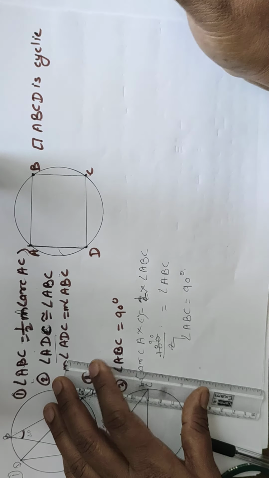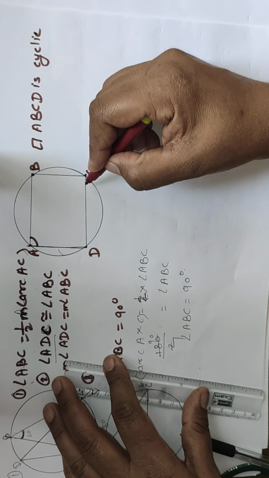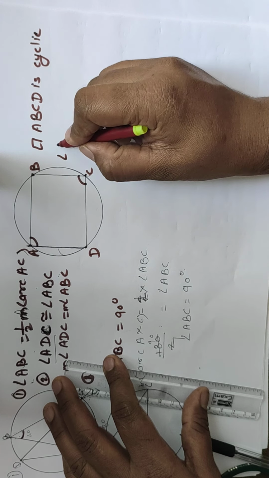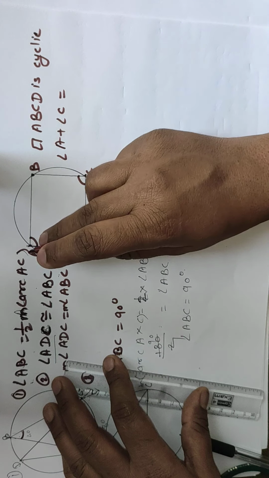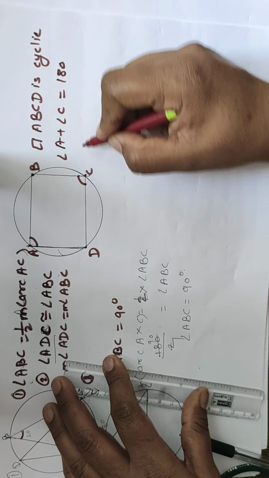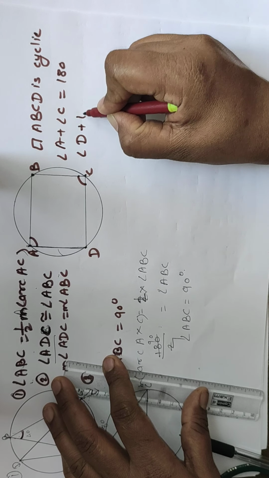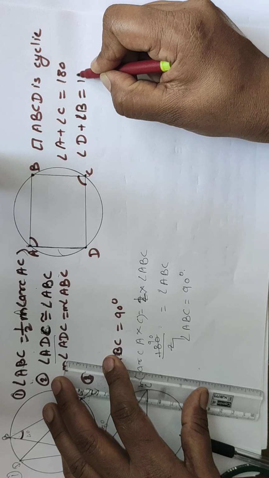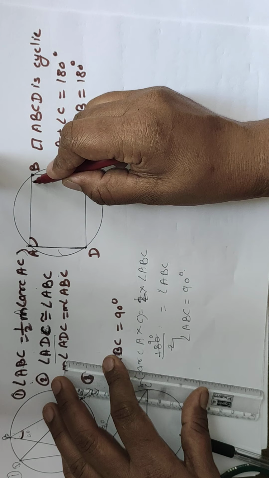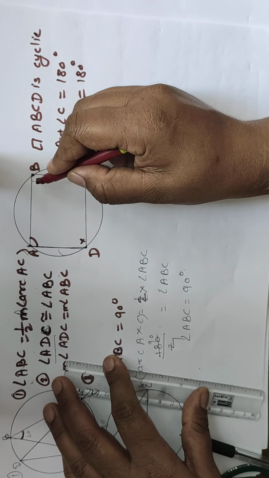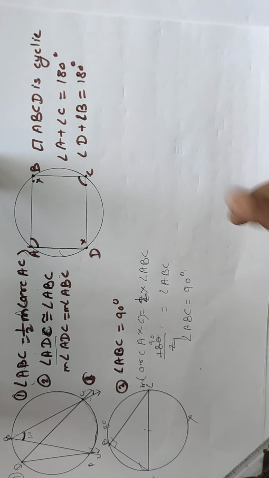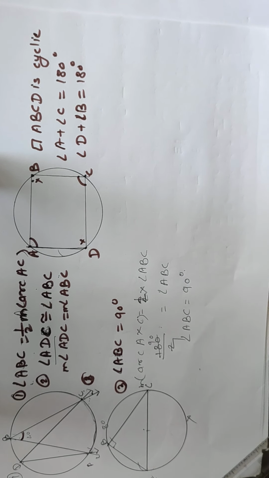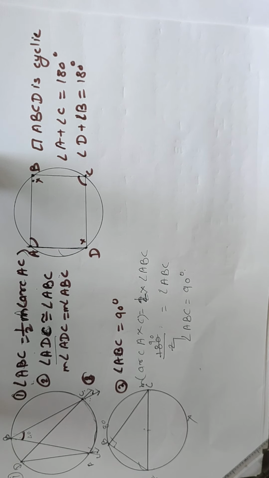Then next, in the properties of a cyclic quadrilateral, if angle A plus angle C is equal to how much? They are supplementary, which means the measure is 180. Otherwise, angle D plus angle B is also equal to 180 degrees, because these are also supplementary. Supplementary means they are 180 degrees.